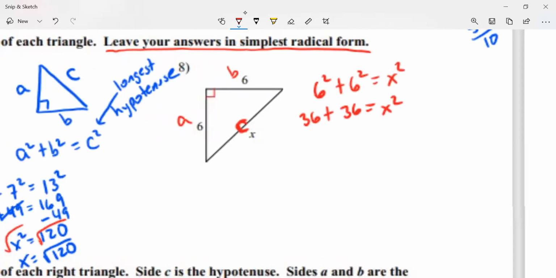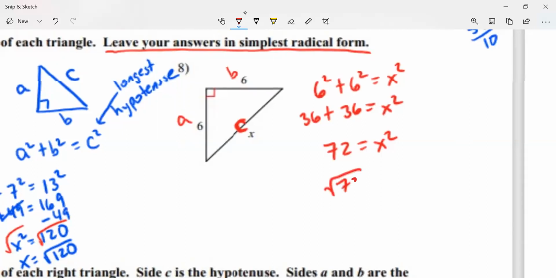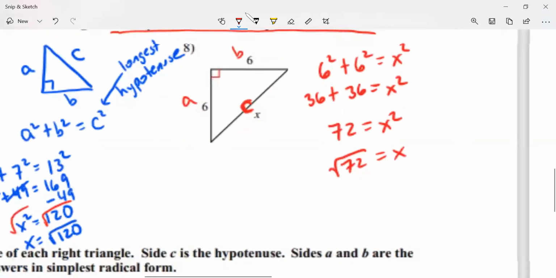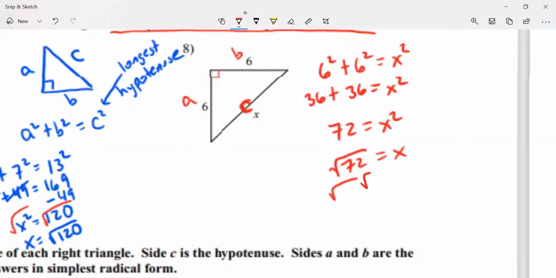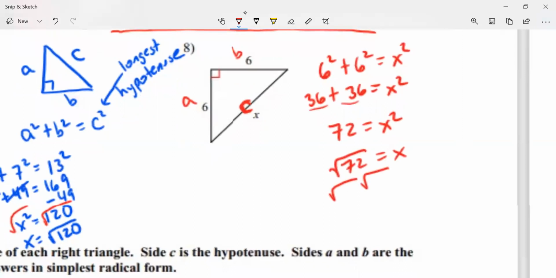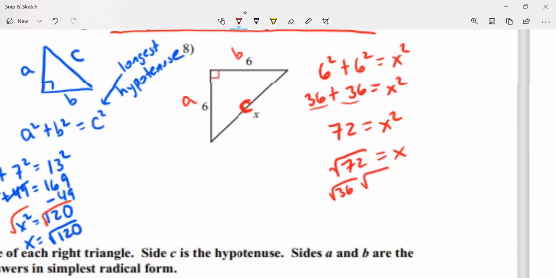I know 36 plus 36 is 72. So I'm going to say that the square root of 72 is equal to X. But I have to simplify my radical form. Okay, so thinking of two numbers that multiplied equal 72. I know I came out with 72 because I went 36 plus 36. When I repeated addition, isn't that multiplication? So can I just call this 36 times 2?